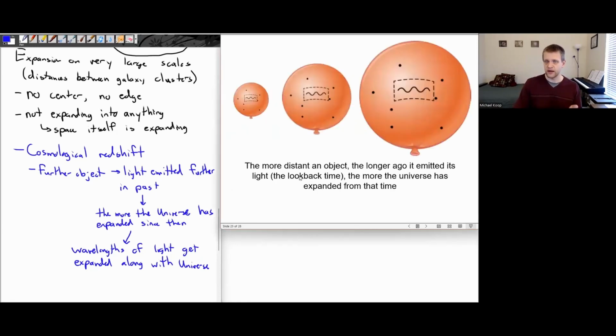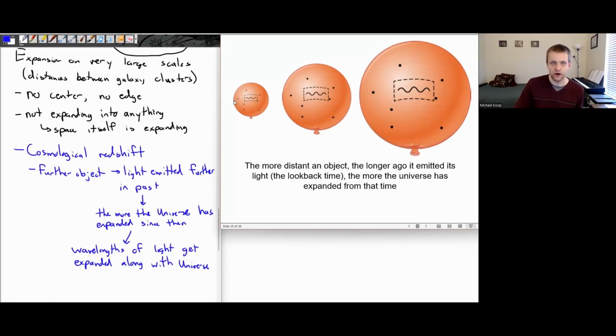So let me quickly revisit that with a couple of these pictures to help out. Again, the more distant an object is, the longer ago its light was emitted, that idea of look back time, and the more the universe has expanded since that time. Let's say this is the universe today. Well, if one of these nearby galaxies emitted its light not too long ago, the universe hasn't expanded that much since then, so that light isn't going to be as redshifted.